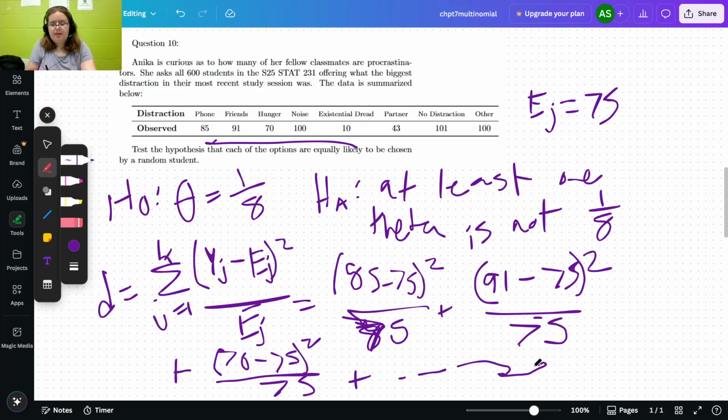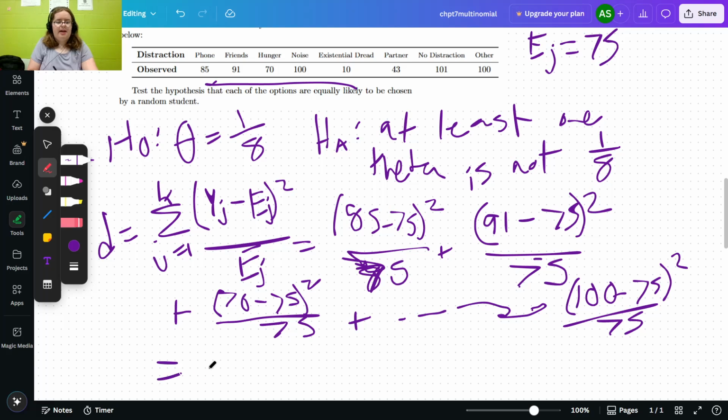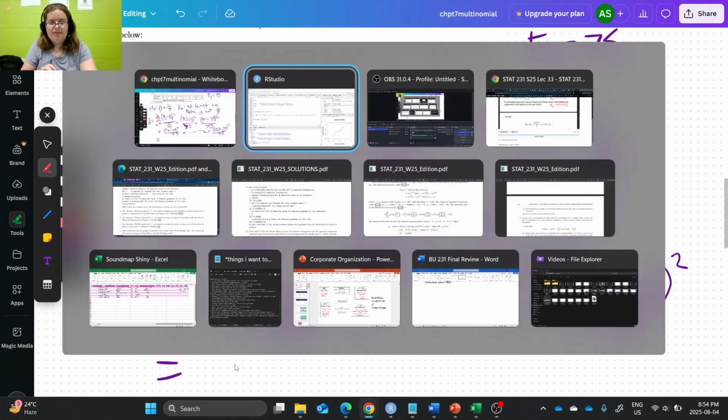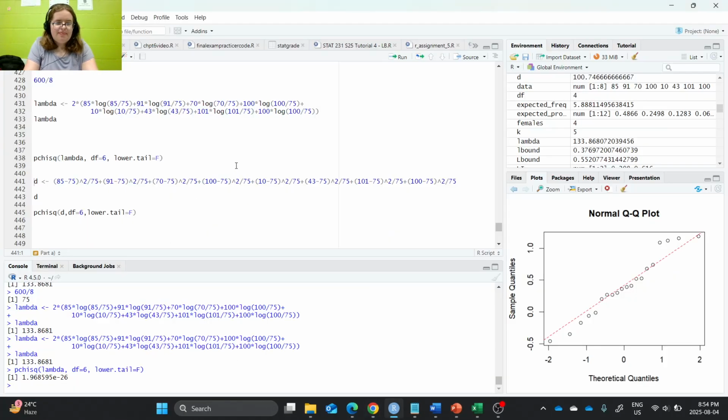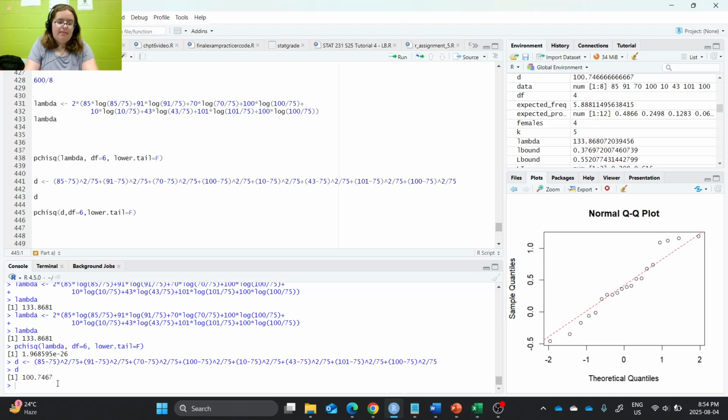And let's just do the last one, because my pen is going to crash out on me. So we get this whole thing here. Do all 8 terms, plug it in your calculator, and we put that all in here. And you get that D is 100.746.